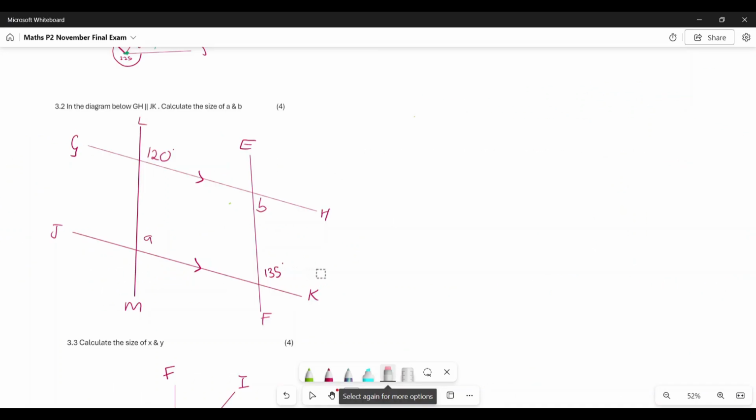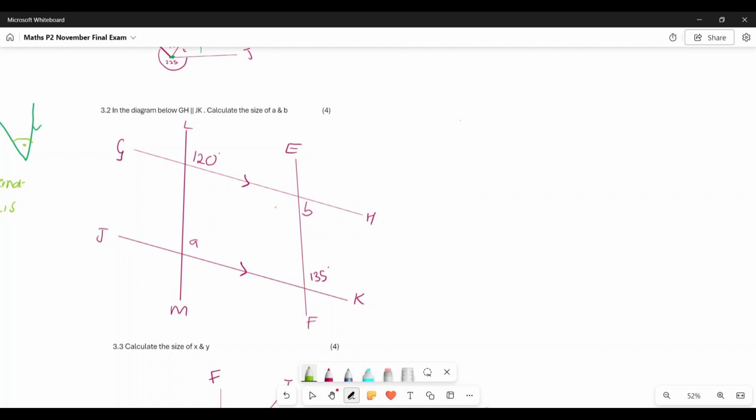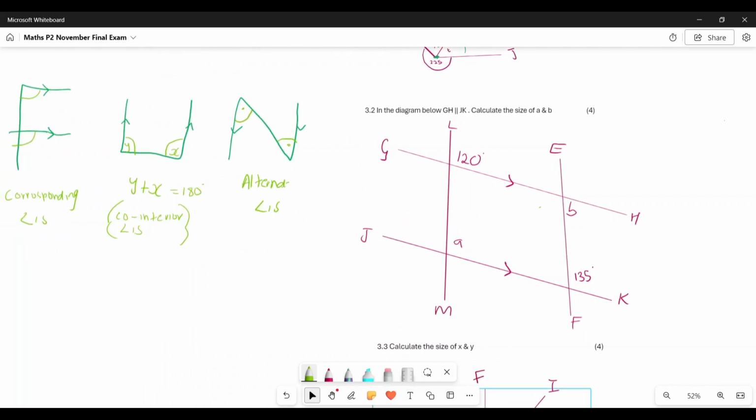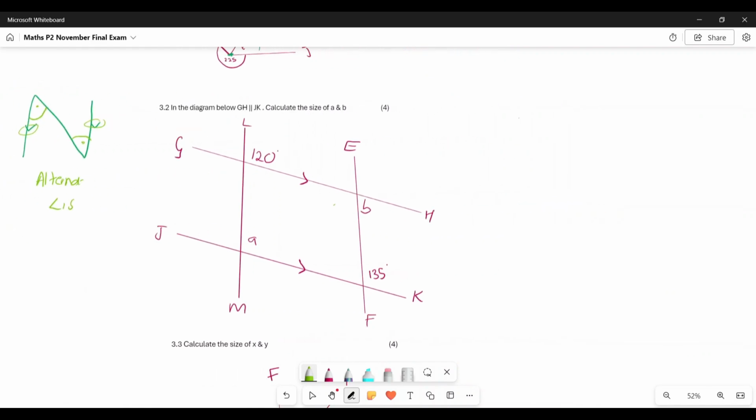Now, all right, so in 3.2, they're telling us that in the diagram below, GH is parallel to JK. So first, let us try and solve for these following values. We can start with A or B, any of the two. I want you to try and pause the video and try to identify any of these shapes. Remember your parallel lines, right? These lines should be parallel. Now, try to identify any of these shapes to solve for the angles that are unknown.